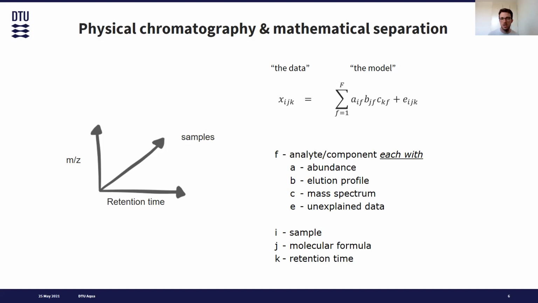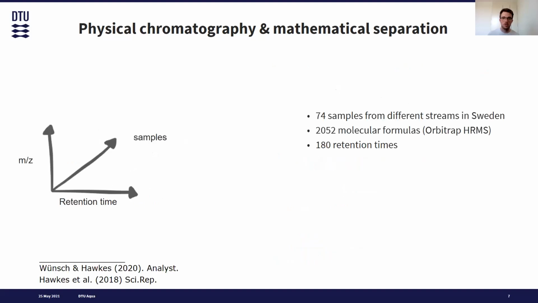Each of these analytes has an abundance, an elution profile, and a mass spectrum, and whatever this ideal model can't explain would then be left behind, or as we're fitting a model later on to the data, would be the modeling error. And if you're familiar with fluorescence, you might actually recognize this formula because it is the parallel factor analysis model. And this particular model was employed in the study that I'm presenting today.